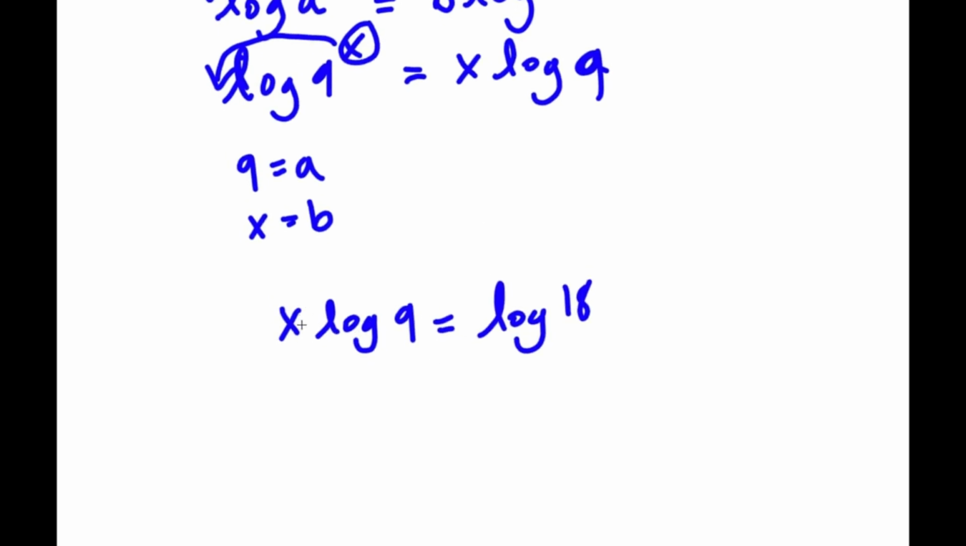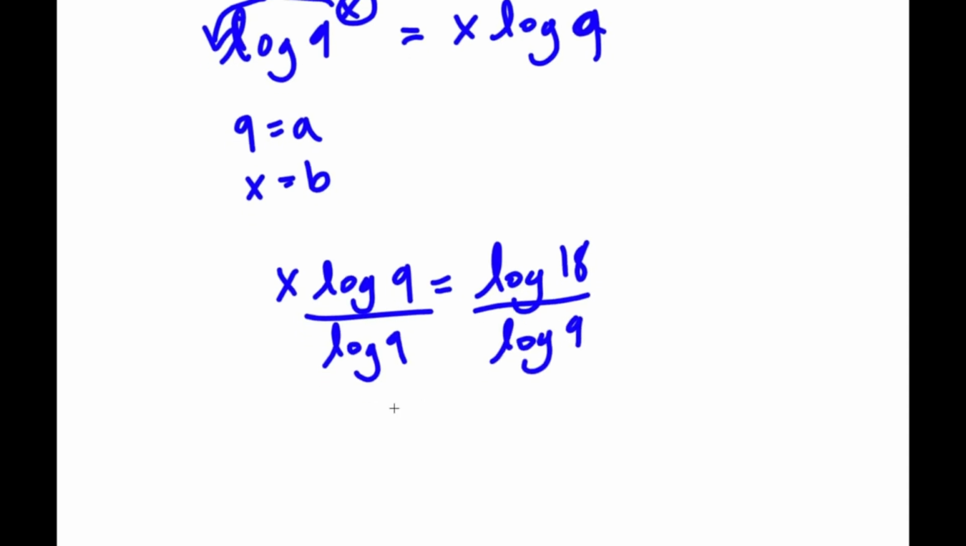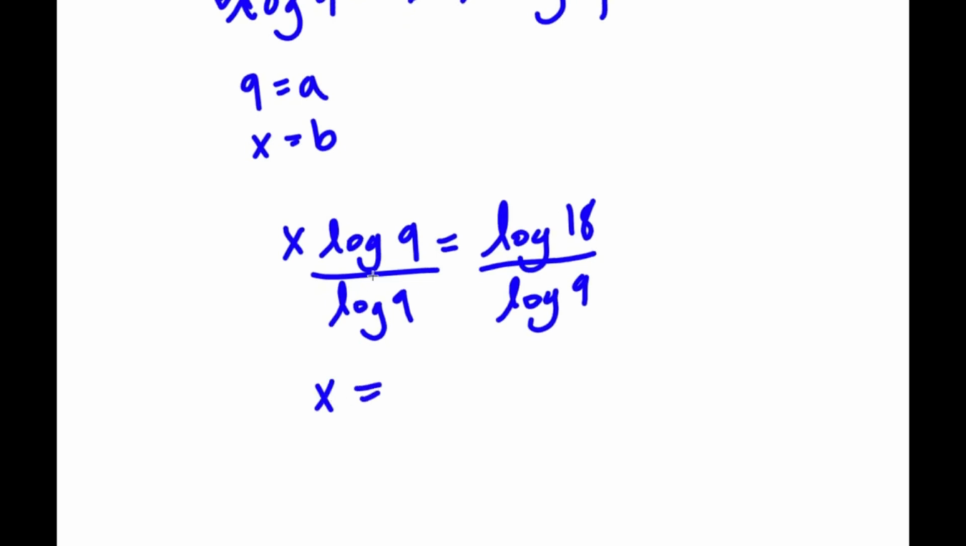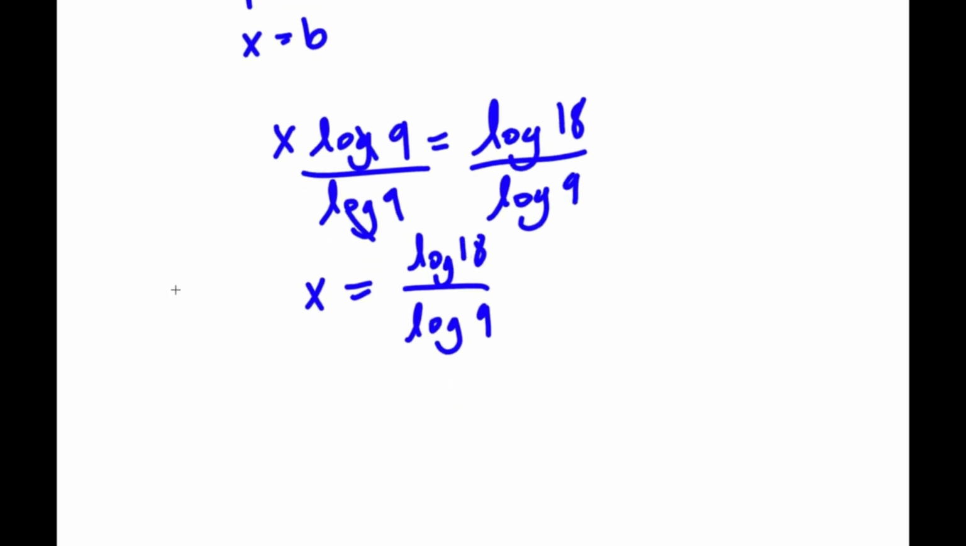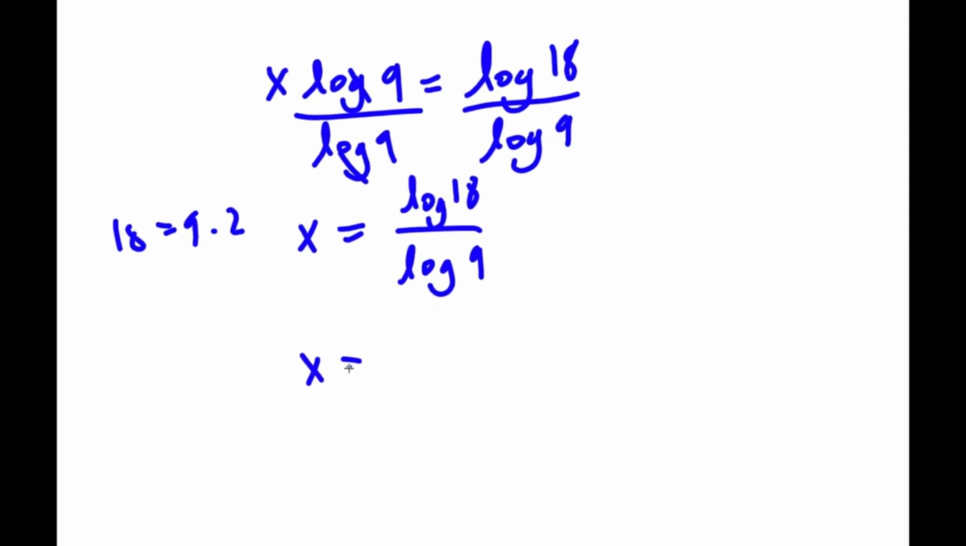Now we want to isolate x, obviously. So I'm going to go ahead and divide both sides by log 9. So now I have x is equal to, because these two cancel out, log 18 over log 9. Now 18 is equal to 9 times 2. So I'm going to rewrite log 18 as log 9 times 2. And now we're dividing this by log 9.